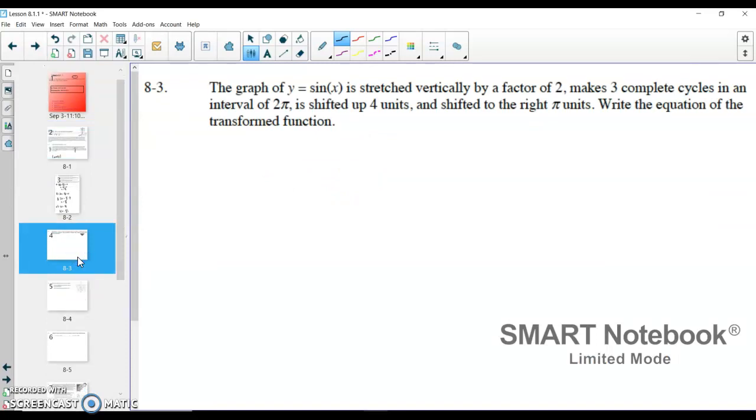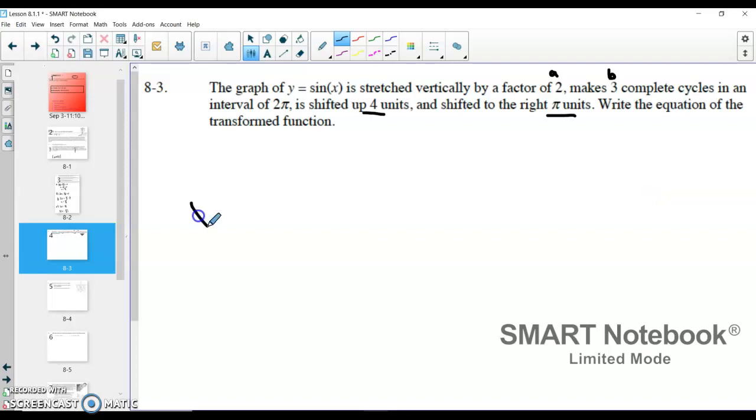We want it to be stretched vertically by a scale factor of 2, so that is like our A value there. Let's label it. That's like our A value stretching vertically. Completing 3 cycles in the interval of 2 pi, well, that's like my B value, completing 3 cycles in that amount of time. Maybe you remember that when we did this back in chapter, I believe, 3. And then shifted up 4 units and shifted to the right pi units. We want to write that equation. So I'd recommend pausing this video, seeing if you can put the pieces together of what we've done so far and actually creating that equation. And then when you have an equation written, unpause it and see if it matches what mine is here.